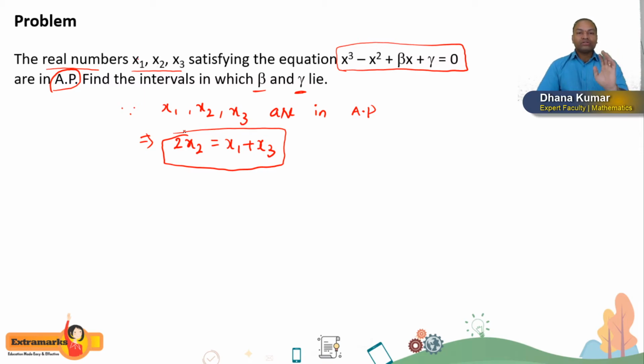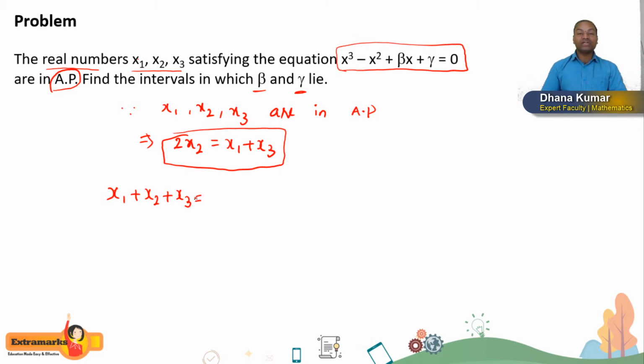Fine. Right. This is the given condition, one equation. Now coming to theory of equations. Here x1, x2, x3 are the roots of this equation. Correct or not? Right. So sum of the roots x1 plus x2 plus x3.